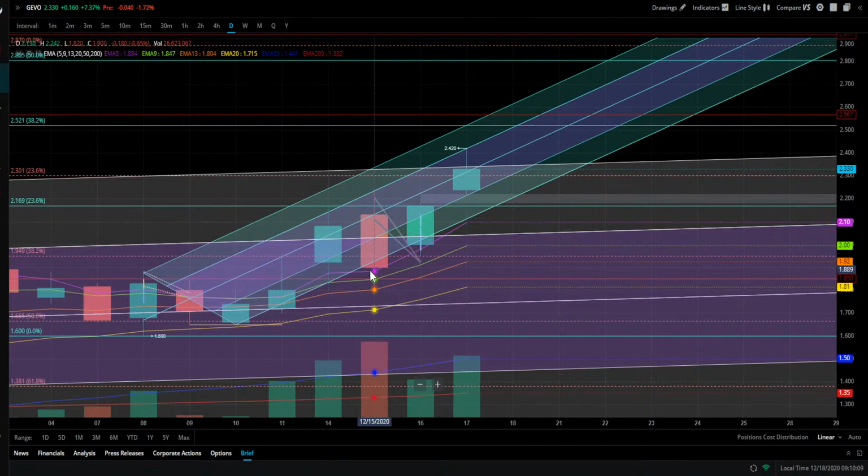it started here, dropped all the way here, it started here, went here and stopped because of that extension level, and then it started from here and went all the way up to this inner resistance, and then dropped all the way to the center or the median line again.